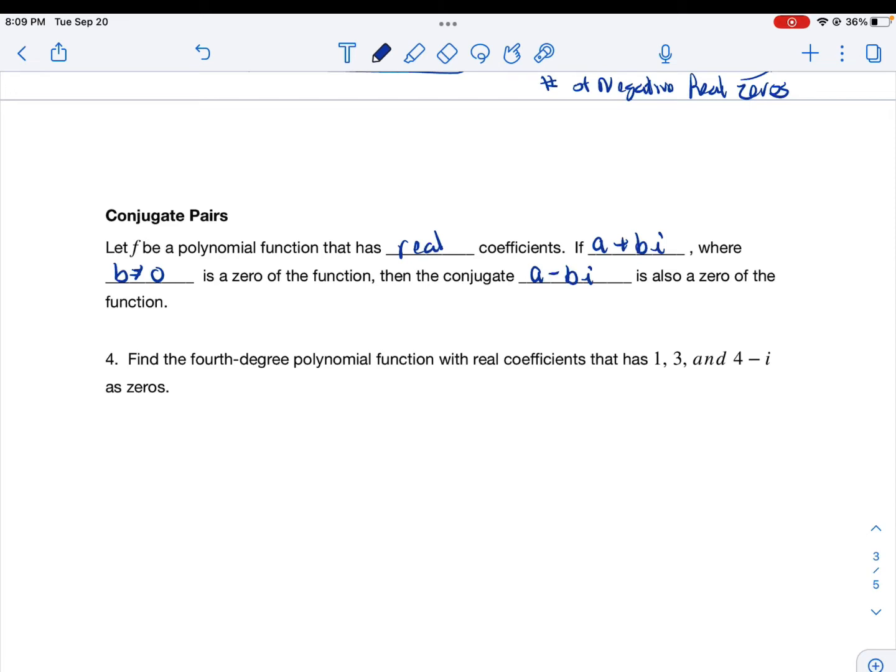So find a 4th degree polynomial that has the real coefficients below. If it has the zeros 1, 3, and 4i, I know these have to be what x is equal to. But if it has 4 minus i as a zero, I know 4 plus i must also be a zero, because they always come in conjugate pairs. And like we did in the other section, first thing we're going to do is move everything to the left-hand side of each of these little equations to get it equal to 0.